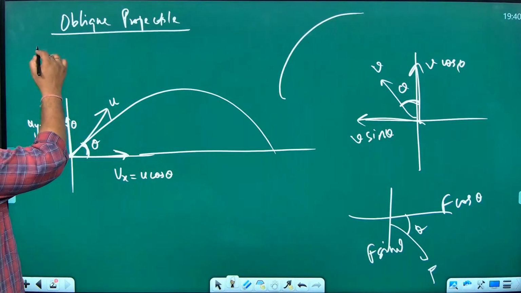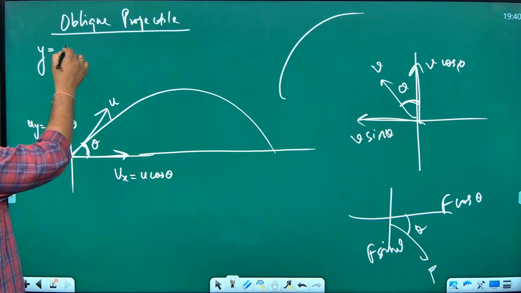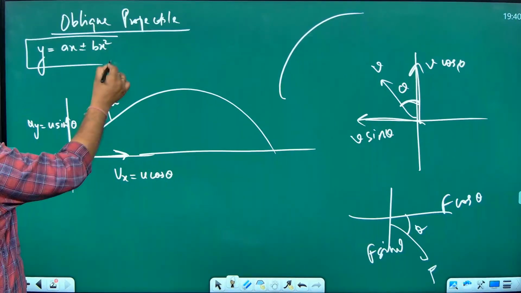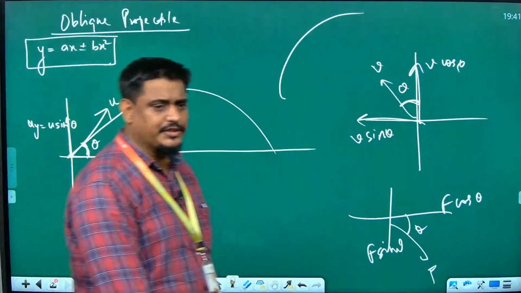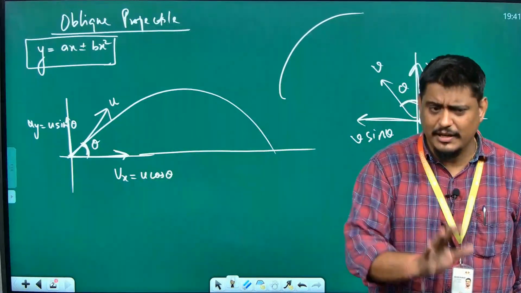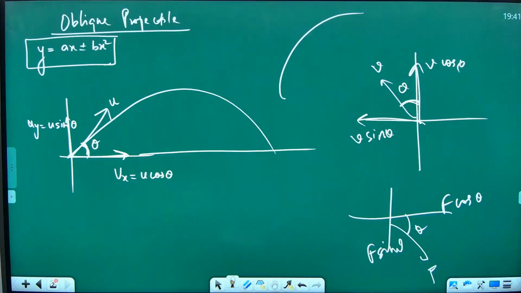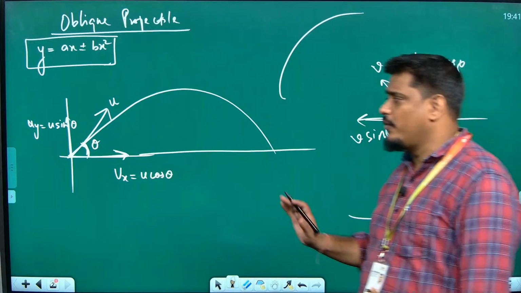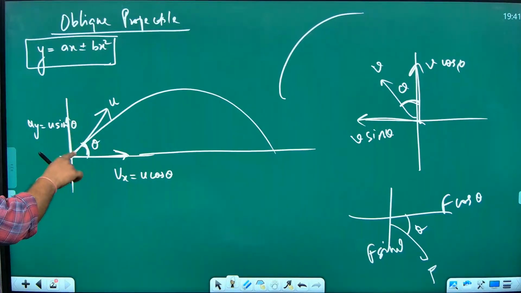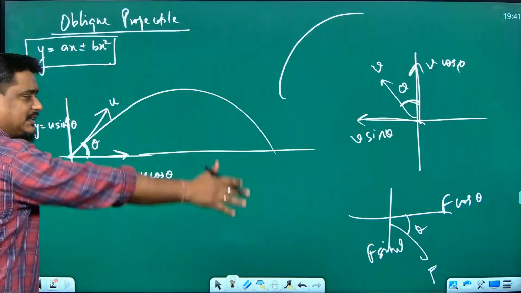What is the equation of a parabola? y is equal to ax plus or minus bx square. If you get it in this format, then yes, it is a parabolic equation, and yes, the trajectory is a parabola. We will learn it today, we will confirm it today, but I hope you understand what we are going to do. I am going to take an object and give it a velocity u at an angle theta. It goes like this, it is a projectile.